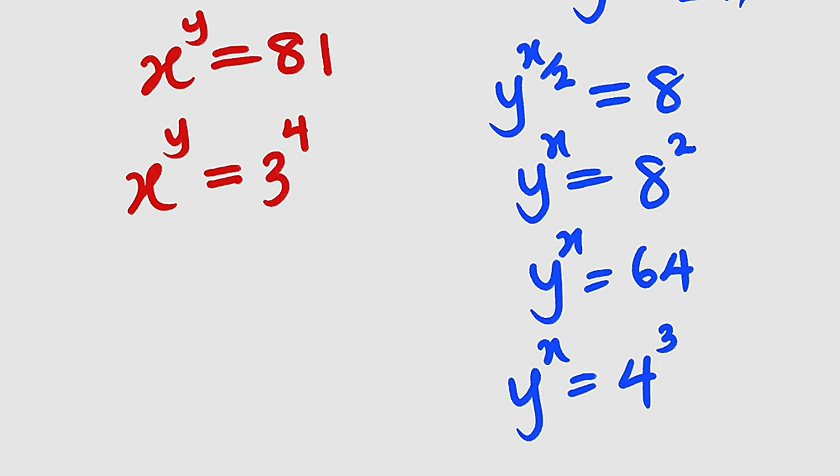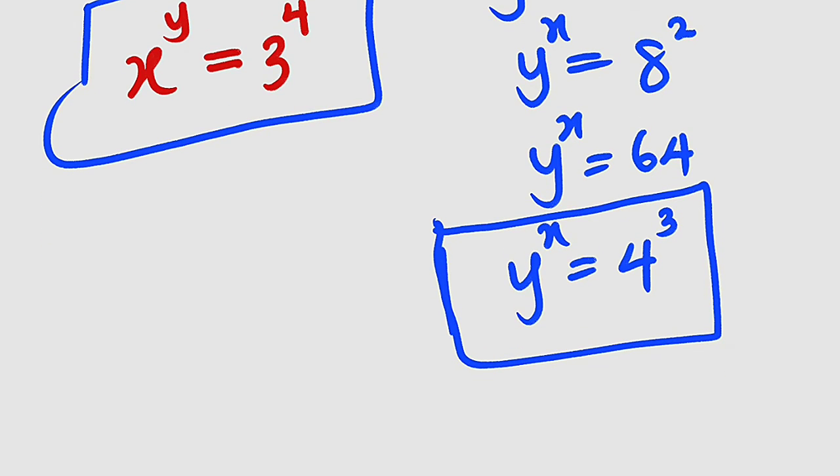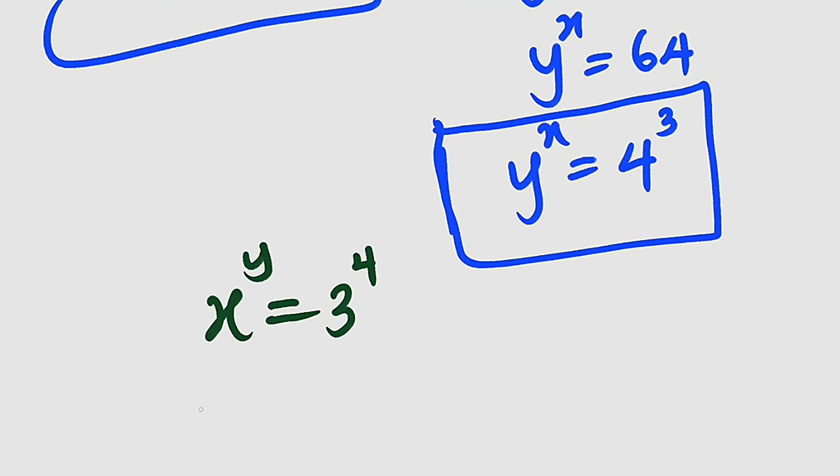Okay, now let us relate these two equations together, this and this. What can you deduce here? Let me bring them together. We have x raised to the power of y to be equal to 3 raised to the power of 4. Then we have y to the power of x to be equal to 4 to the power of 3.